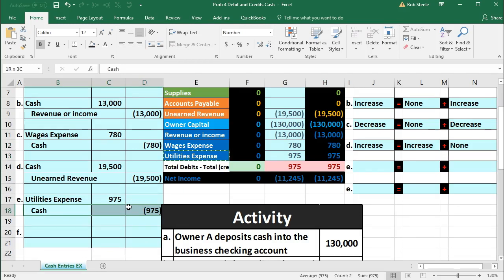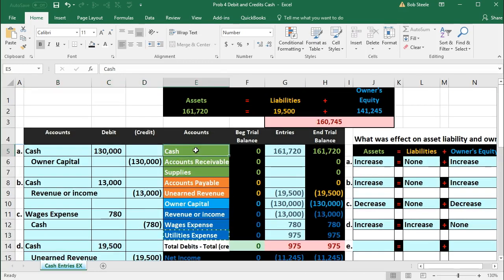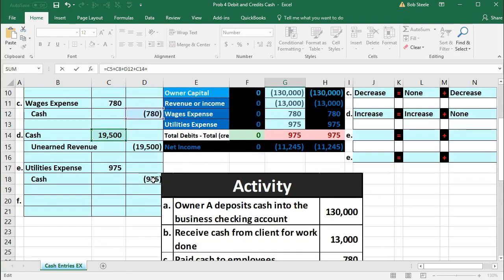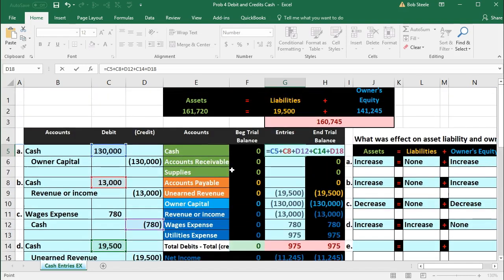So here is cash here. Something's in the cash account. Therefore, we're going to double click on it, go to the end of it, say plus, and then scroll back down and point to the cash. I'm going to scroll back up. We have to do a little scroll in there. So if you want to just type it in there, it would be equals C5 plus C8 plus D12 plus C14 plus D18. Once we do that, we should be back in balance.